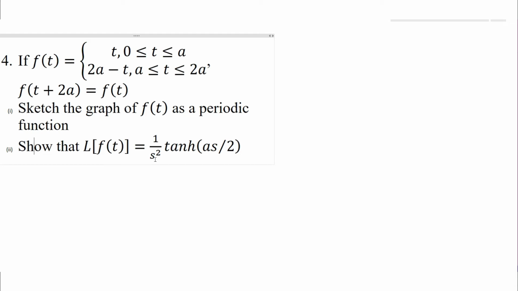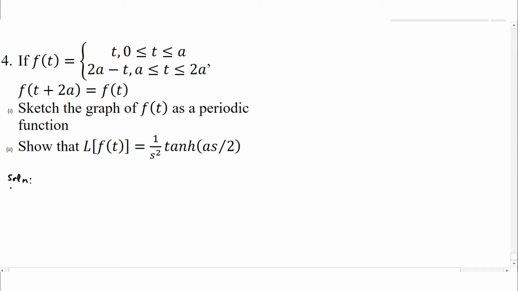The next question is: if f of t is equal to t for the interval 0 to a, and f of t is equal to 2a minus t for the interval t lying between a to 2a, and f of t plus 2a is equal to f of t, which means that it is a periodic function, you have to sketch the graph of the function, and we should also show that the Laplace transform of f of t is nothing but 1 by s square tan h of as by 2.